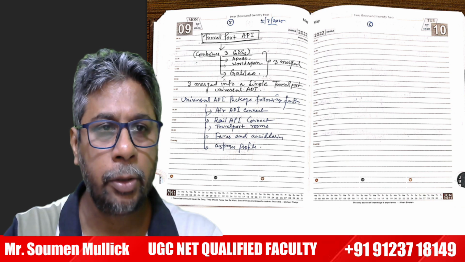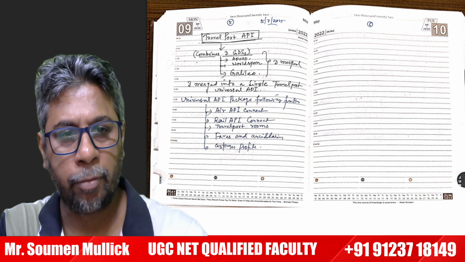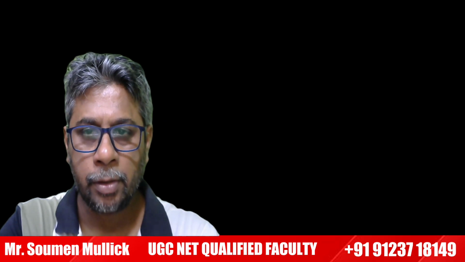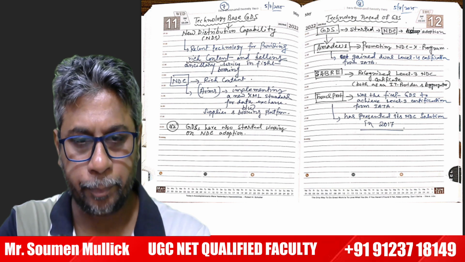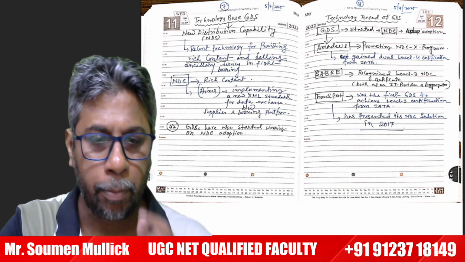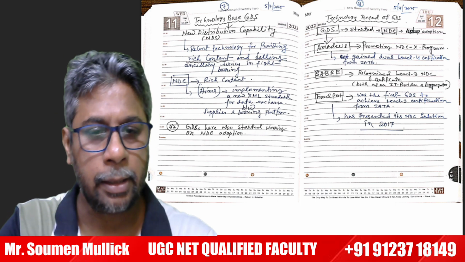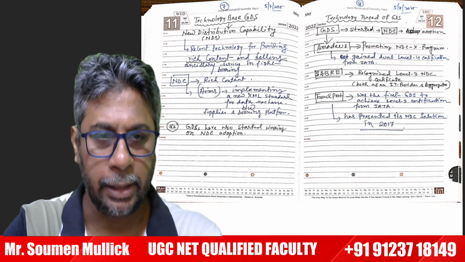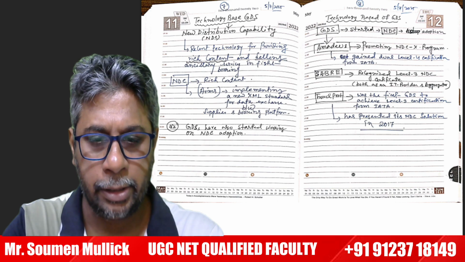So what have we learned today? We have learned the application of API: Amadeus API, Sabre API and Travelport API. Now we are going to understand another important technology base of GDS, that is the New Distribution Capability or NDC.